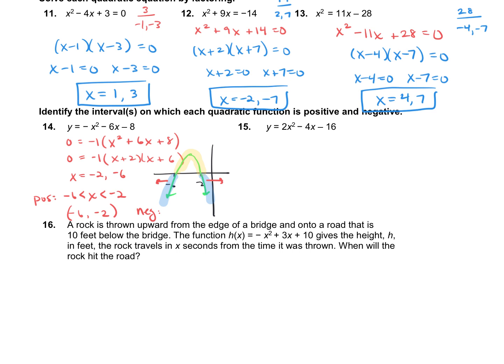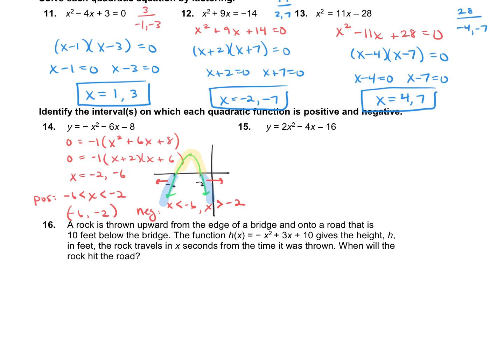With inequalities, we would say x is less than -6. That's from our -6 to the left. We're down here in the negative part. And when x is greater than -2. So when we're greater than -2, we're also down here. So that's how we would write that with inequalities.